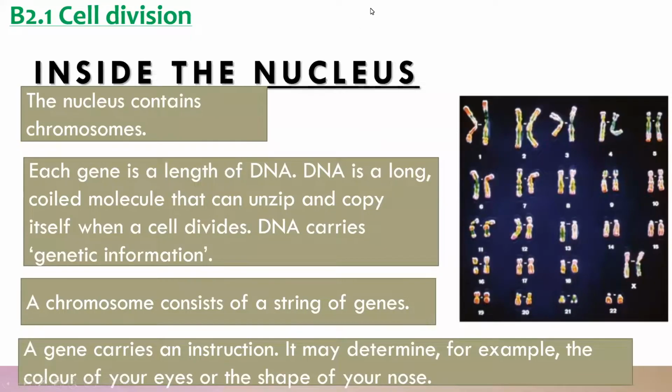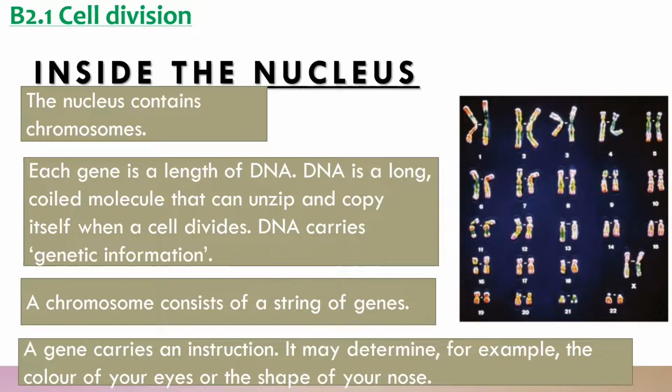So, okay, I'm going to start off with a bit of a recap, a refresher on what is inside cells before we go on to division. So we know the nucleus is inside plant and animal cells. These things occur in plants too, most of them. The nucleus contains chromosomes, and each gene is a length of DNA.